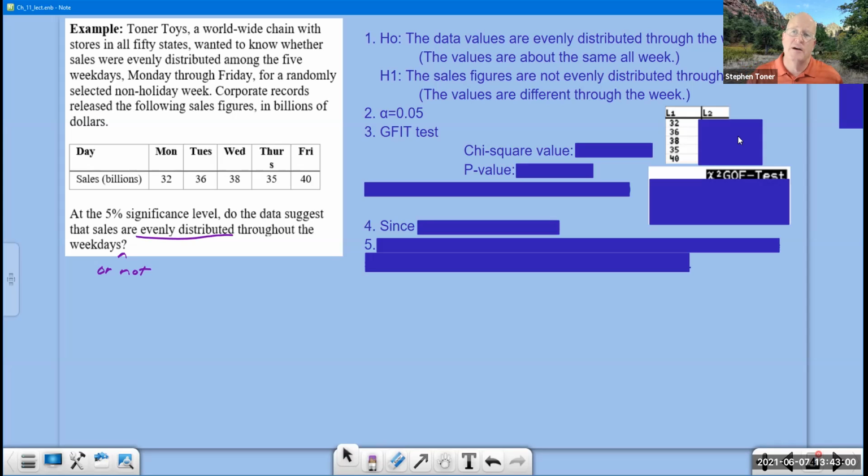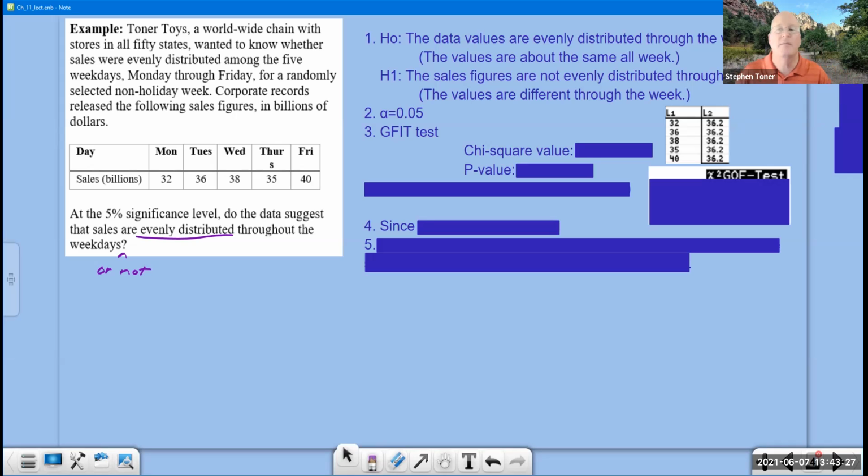If the data values are evenly distributed, that means they pretty much have the same value each day. So what I'm going to do is take these 5 numbers, add them up and divide by 5. I'm going to find their mean. And if they are roughly the same each day, we're going to expect $36.2 billion of sales each day. Notice I took the mean.